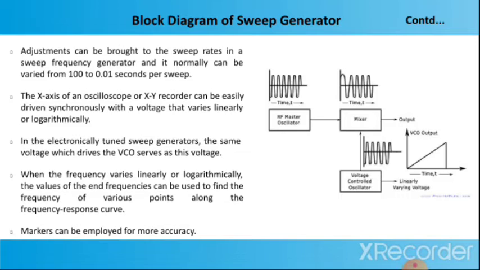Adjustment can be made to the sweep rates in a sweep frequency generator, and it can normally be varied from 100 to 0.01 seconds per sweep. The x-axis of an oscilloscope or XY recorder can be easily driven synchronously with a voltage that varies linearly or logarithmically. In the electronically tuned sweep generators, the same voltage which drives the VCO serves as this voltage.